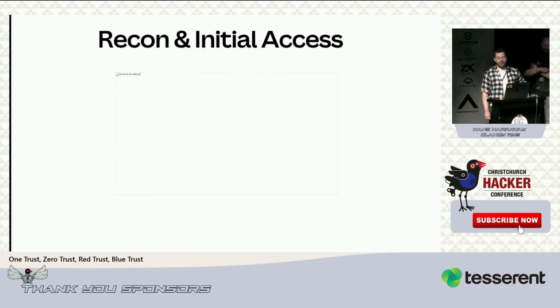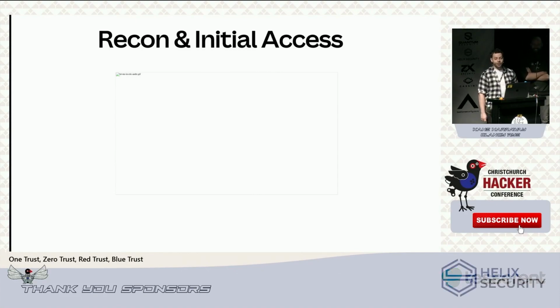Let's talk a little bit about recon and initial access. So I'll assume you're all relatively familiar with the usual suspects here, but I'll try to zero in on things that are either particularly effective or unique to zero trust architecture.